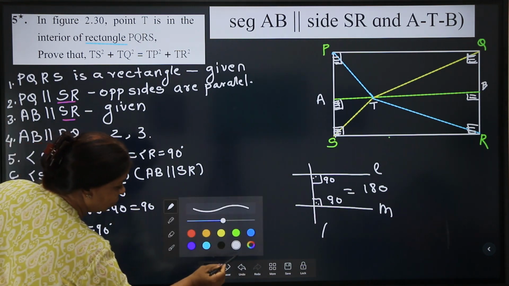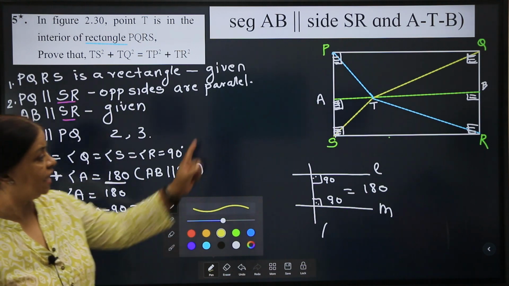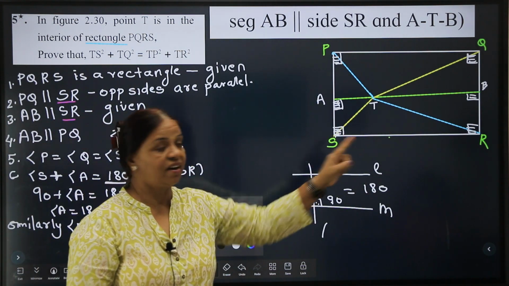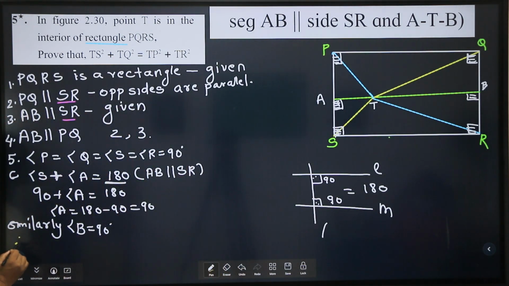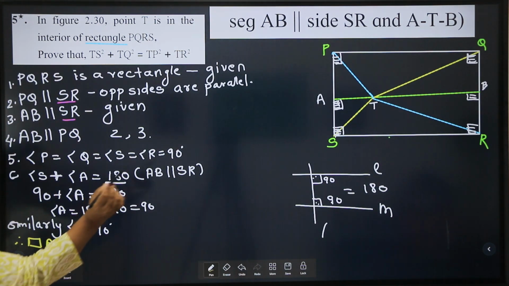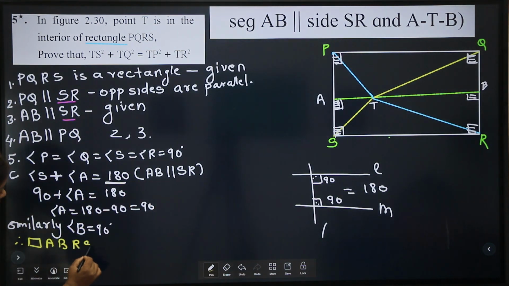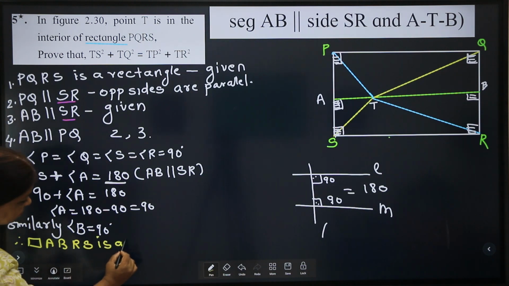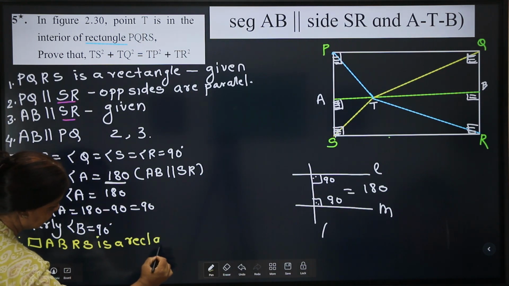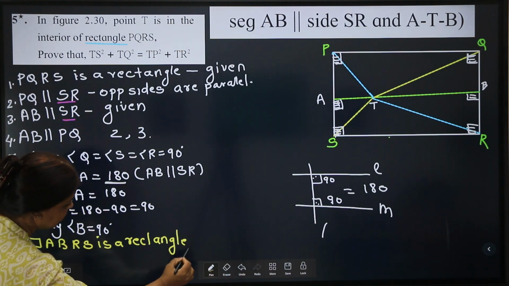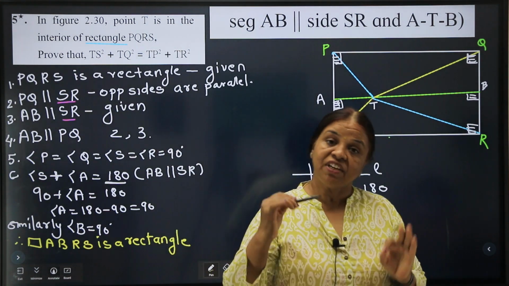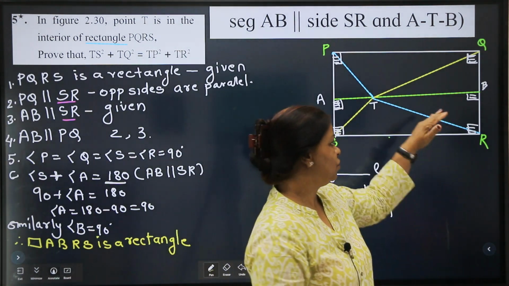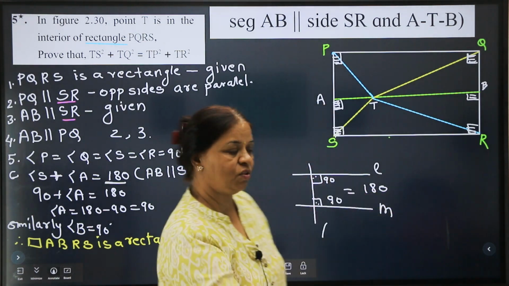Therefore, what do we come to the conclusion? We come to the conclusion that quadrilateral ABRS is a rectangle. And why is it a rectangle? Because we proved each angle equal to 90 degrees. If it is a rectangle, opposite sides are parallel as well as equal.